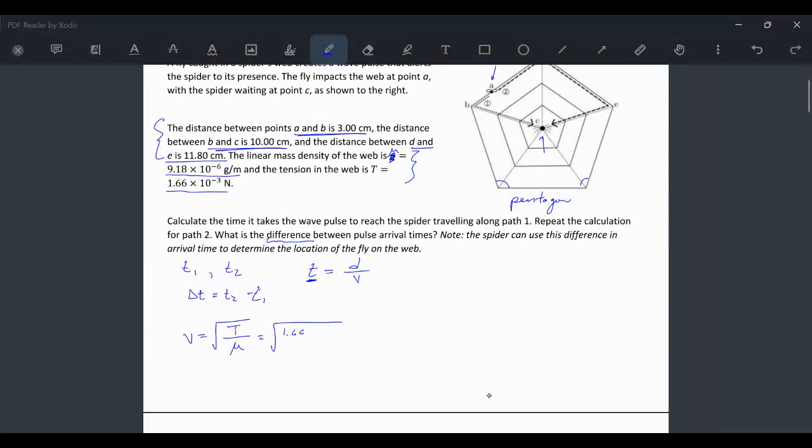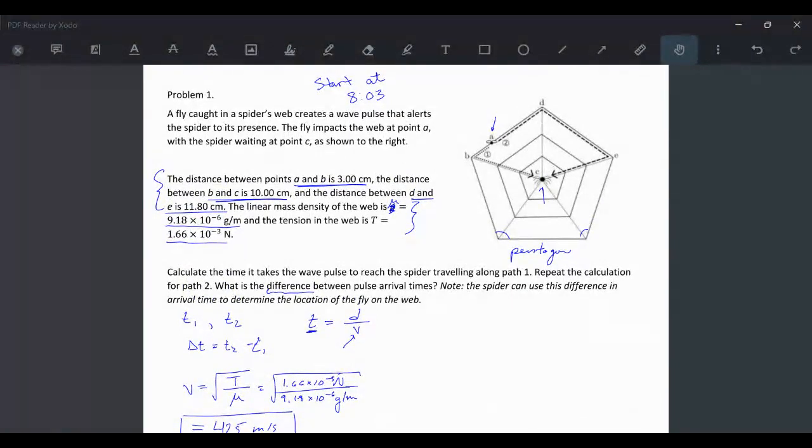So the tension is 1.66 times 10 to the minus 3 newtons. And the mass density is 9.18 times 10 to the minus 6 grams per meter. Note that grams is not an SI unit. When you're dividing this into something like newtons, you want to change this to kilograms. I'm going to spare you the details and trust that you can do it on your own. So if you put this into your calculator and do all the unit conversions correctly, you'll get about 425 meters per second. That velocity we're going to eventually want to plug in, but let's put this aside for the moment. We figure out what the distances are.